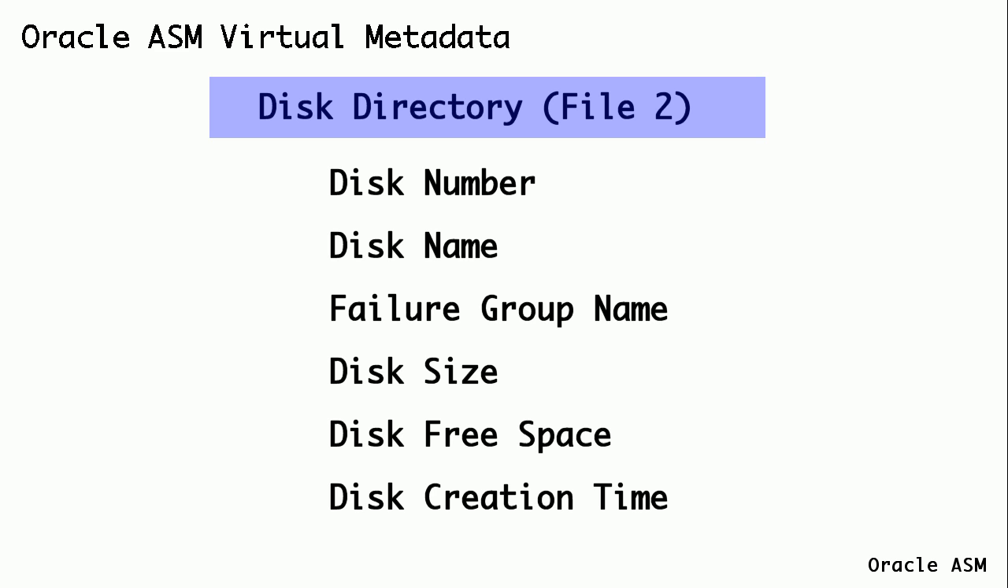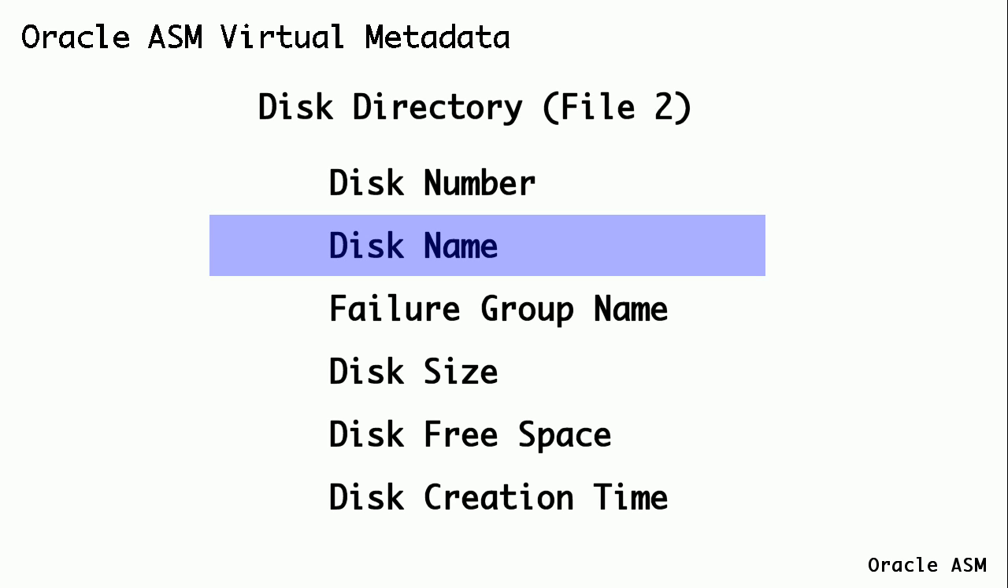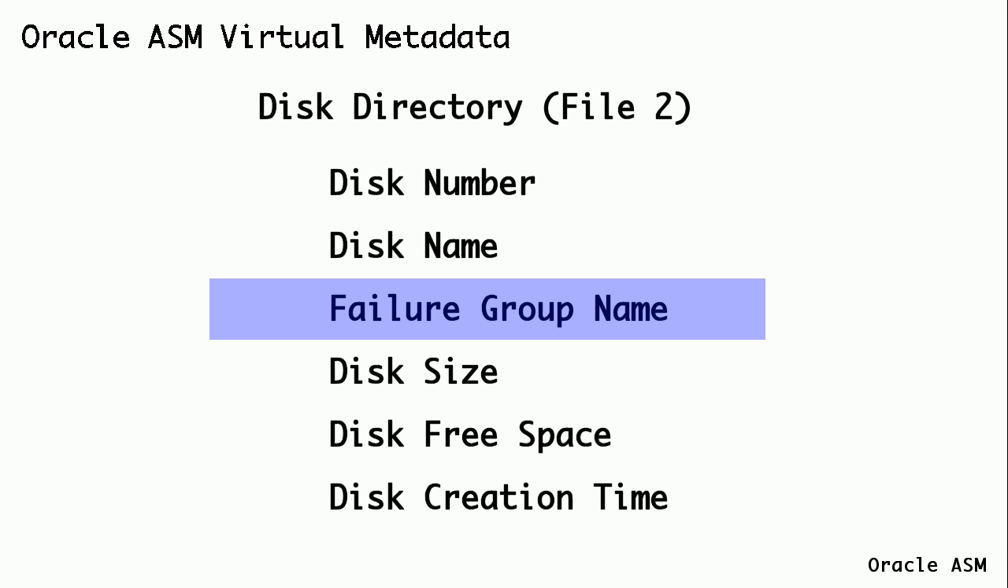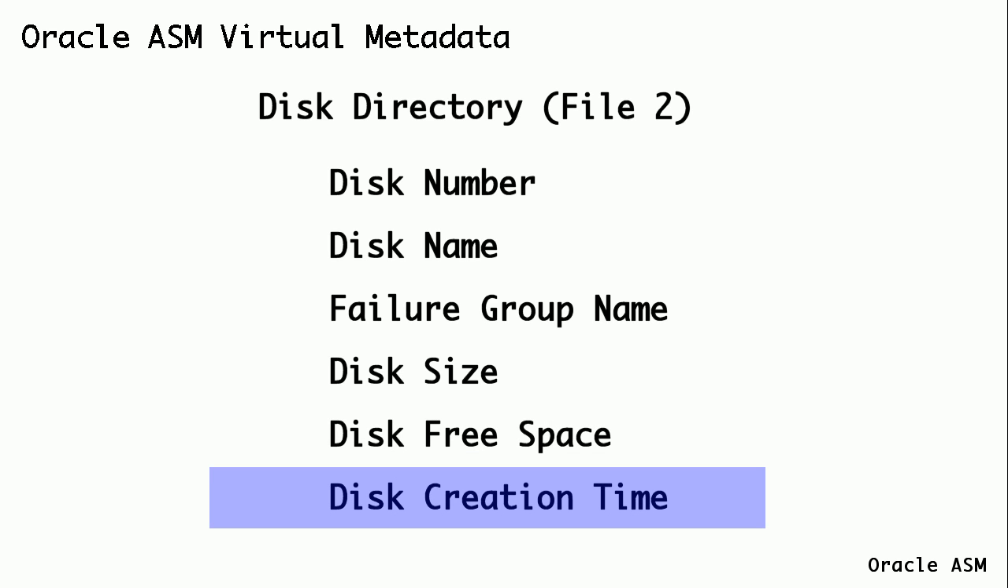Next, the Oracle ASM Virtual Metadata structure is the disk directory. The disk directory contains information about all Oracle ASM disks in a disk group. The file number for the disk directory is 2 in every disk group. The disk directory contains disk number, disk name, failure group name to which the disk belongs, disk size, disk free space information, and disk creation time.